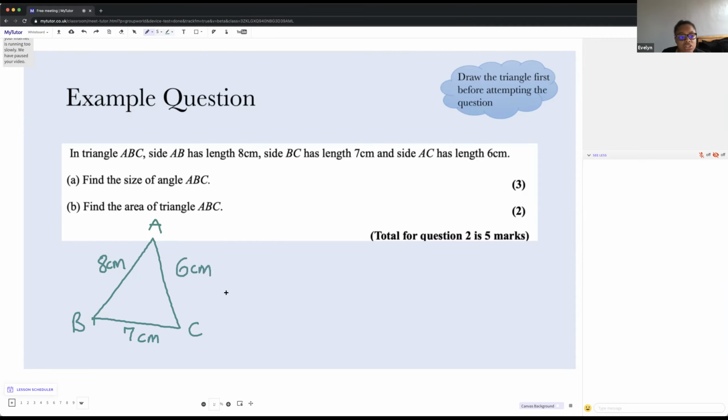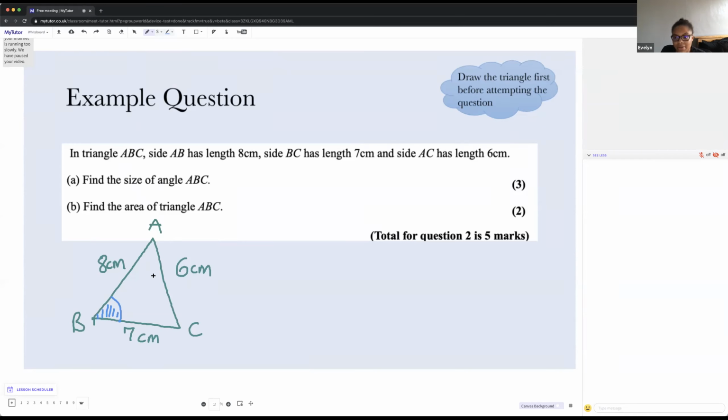Right, it's asking you to find angle ABC. So that is this angle over here. This is a question that they could ask you in GCSE. The only difference is they would draw the triangle for you and then you'd be able to see it without you having to draw it yourself. Now, who knows which equation you would need to use in order to answer?